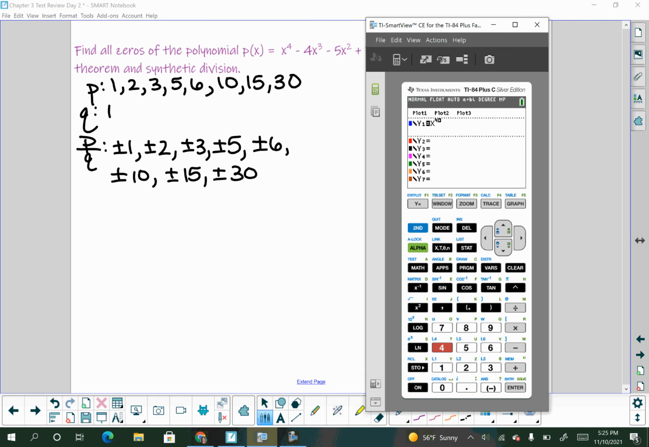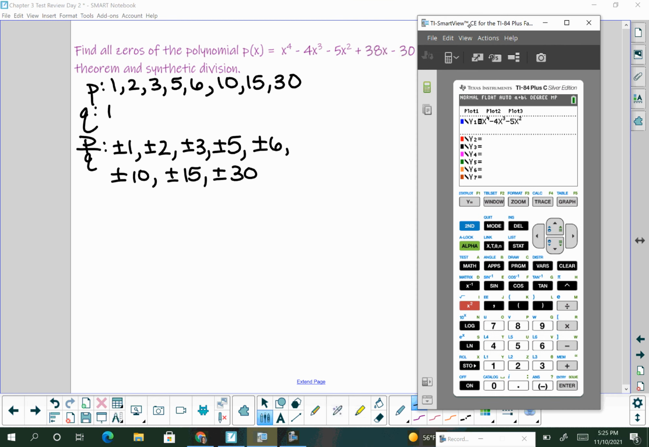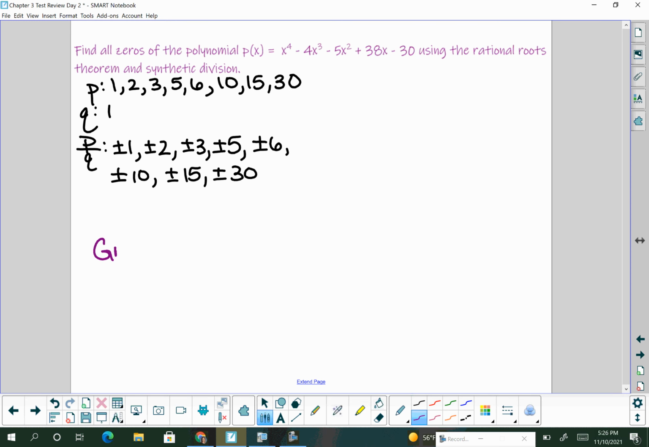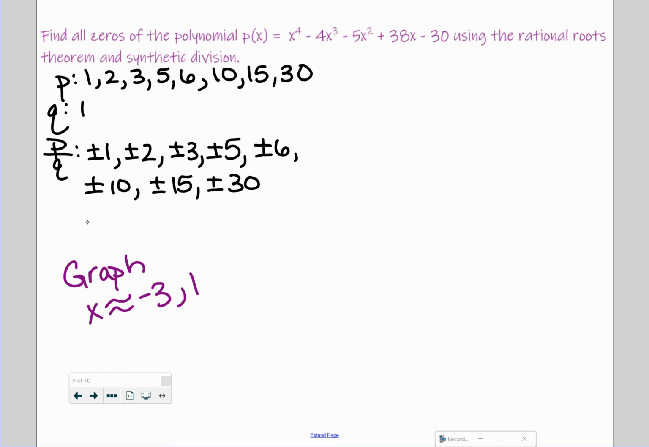x to the fourth minus 4x cubed minus 5x squared plus 38x minus 30. Let's go ahead and graph that. And it looks like I got a couple options, negative 3 and positive 1. Let's write that down from the graph. I'm thinking negative 3 and positive 1, and we will test those with our synthetic division.